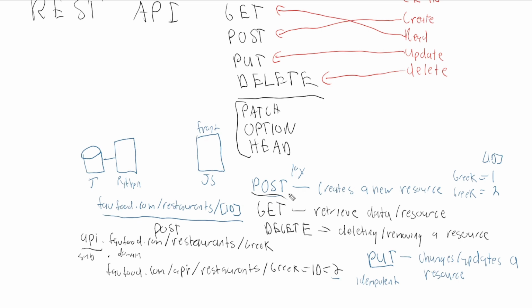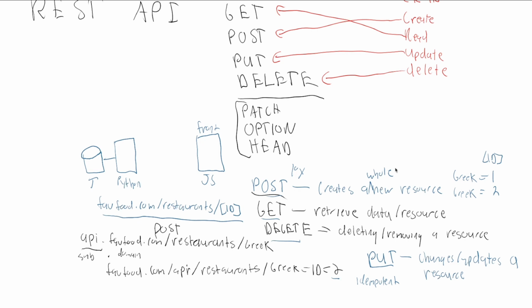Okay? So that is the HTTP and REST API method you'll have to learn. You have to understand the differences. Now for delete and get, I feel like they're pretty self-explanatory. Delete means you delete or remove a resource. Get is you retrieve data or a resource. Post creates, I'm going to put this here, a whole new resource. And put just updates that resource.